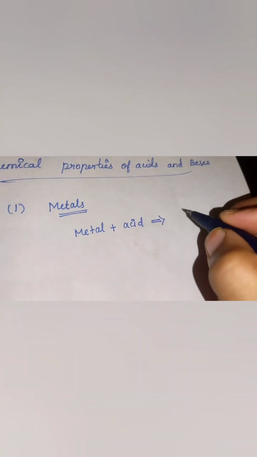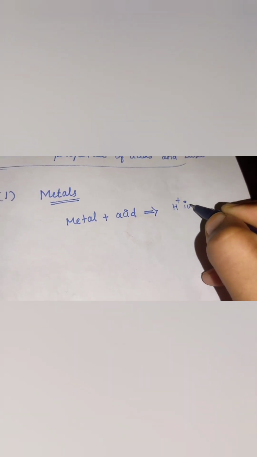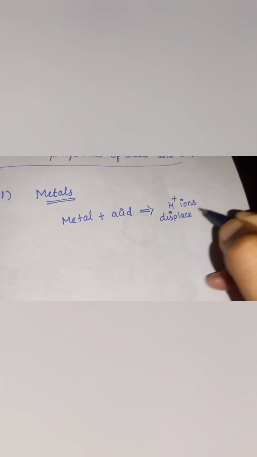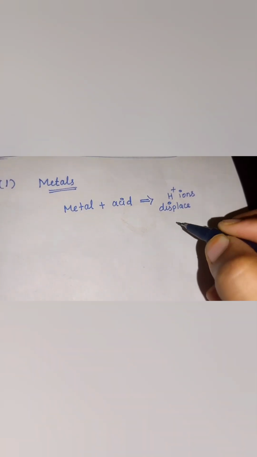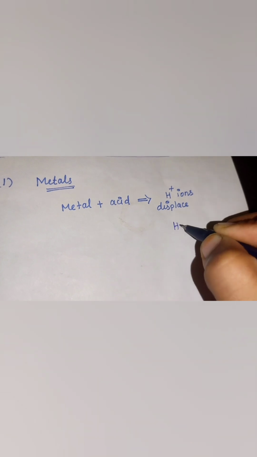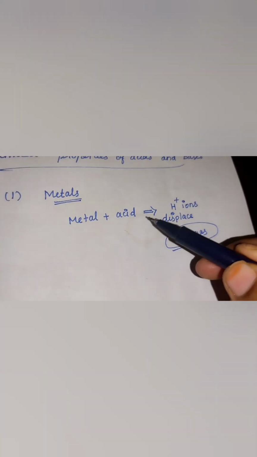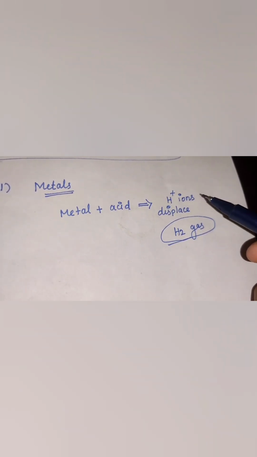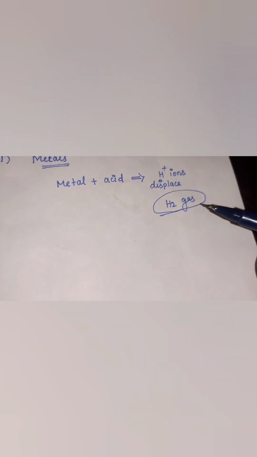What it will do is displace. I already told you acids have H plus ions. The metal displaces the H plus ion from the acid, and this leads to the evolution of hydrogen gas. The metal then combines with the remaining part of the acid to form salt.